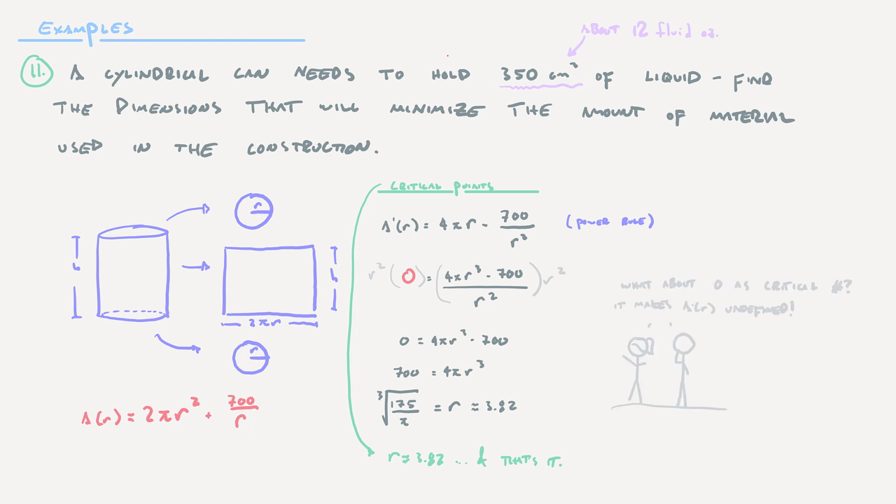To which you might say, well, hold on a second. What about 0 as a critical point? 0 makes this thing undefined, and critical points are literally defined to be points that make the derivative 0 or undefined. And 0 clearly makes this thing undefined. It gives you 0 in the denominator. But remember that our domain is on the open interval 0 to infinity. So 0 is actually not even in the domain. So we don't need to worry about it.